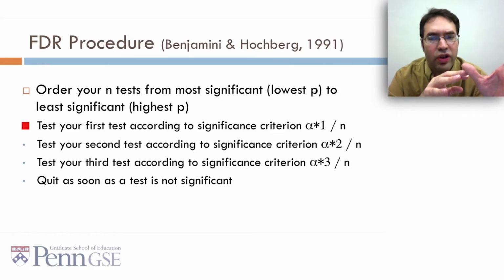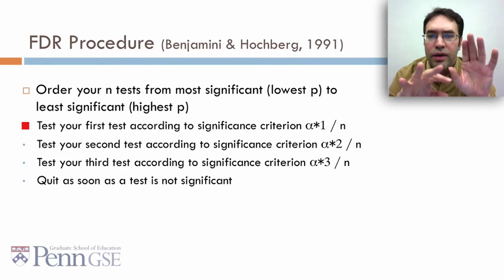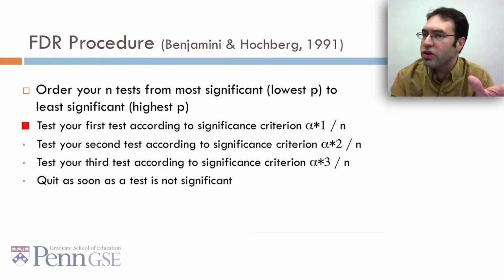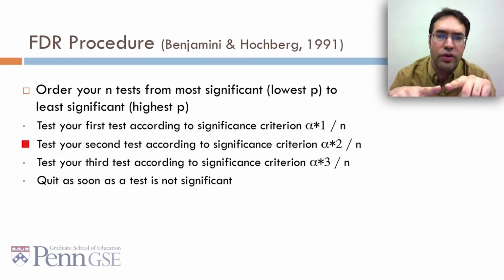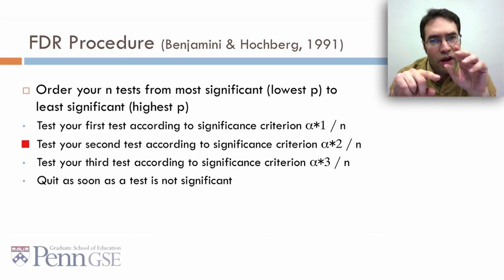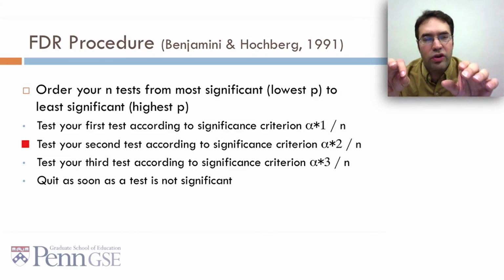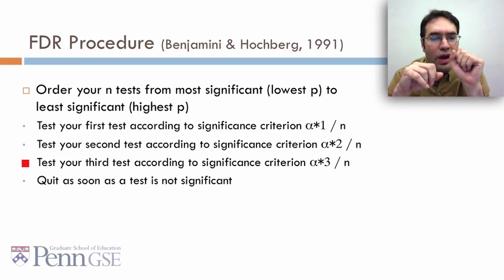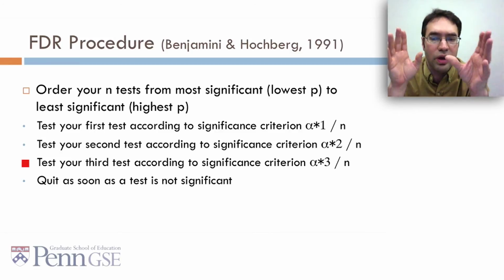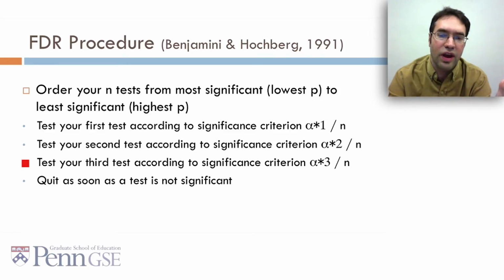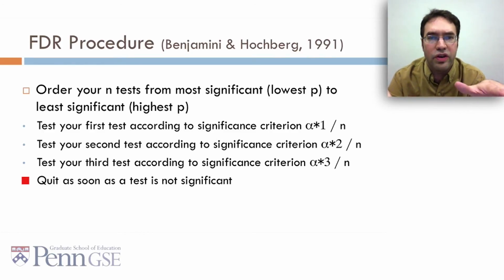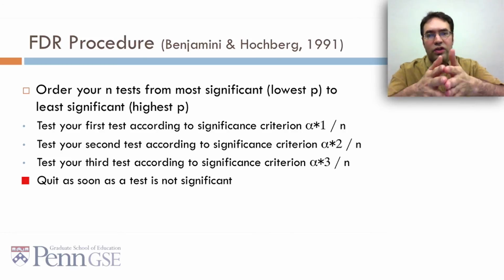Then you test your first test according to the significance criterion alpha times 1 divided by n. So on the first test, you're going to be just as strict as Bonferroni. On the second test, though, you're only going to be half as strict as Bonferroni because you'll test your second test according to the significance criterion alpha times 2 divided by n. And the third test, alpha times 3 divided by n, and the kth test by alpha times k divided by n. And you're going to quit as soon as the test isn't significant. As soon as the test is not significant, you just move on.